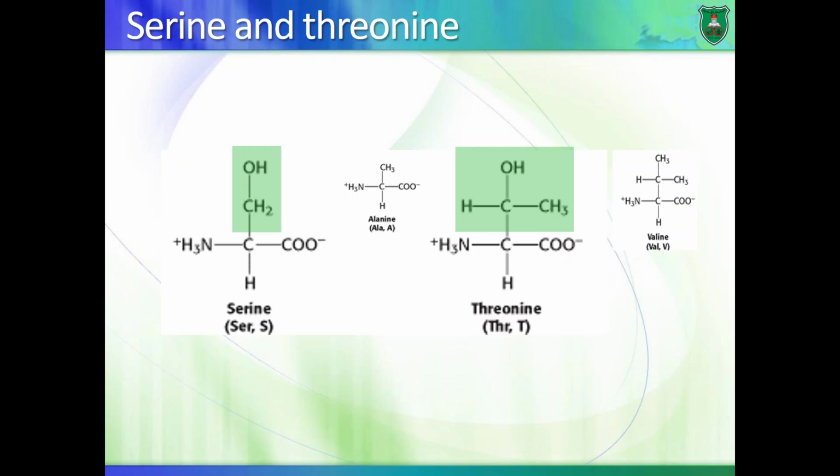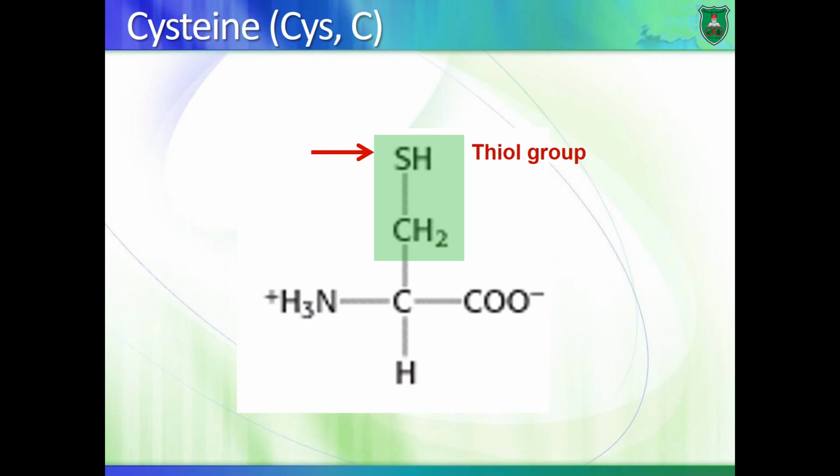Now, what's important about serine and threonine is that they are reactive amino acids, and they can be phosphorylated. That is, when they are part of proteins, you can have a phosphate group linked to the hydroxyl groups. Then we have cysteine. Cysteine is the second amino acid that has a sulfur group. Remember, the first one is methionine, but it's non-polar.